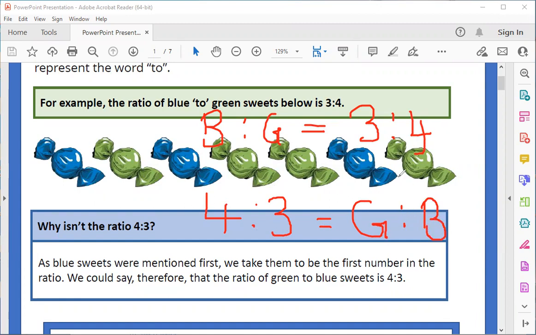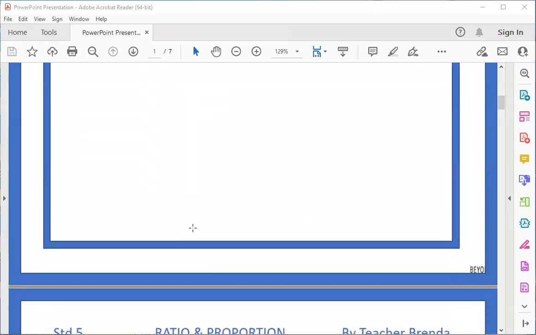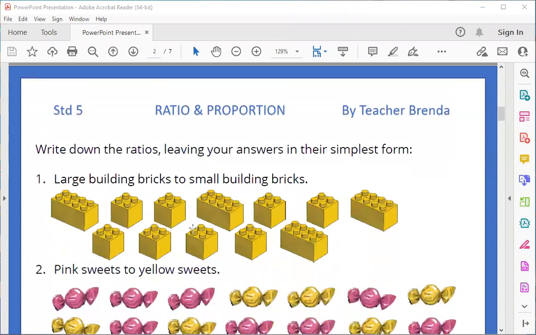So in this topic of ratio, you must be very careful about what you are mentioning first. Blue to green means blue first, followed by green. Green to blue means green first, then followed by blue. It's because we mentioned blue first, so we count for blue. We mentioned green first, then you put in green. All right, clear? Now with that, I would like you to look at these questions. Write down the ratios, leaving your answers in the simplest form.